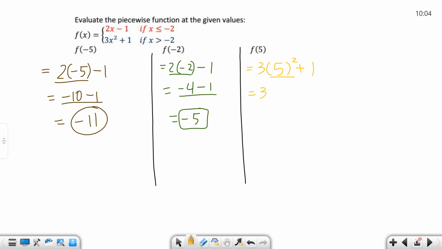So this is going to be 3. We've got to do 5 squared first, times 25, plus 1. Then we've got to multiply, 75 plus 1. And that's going to be 76.